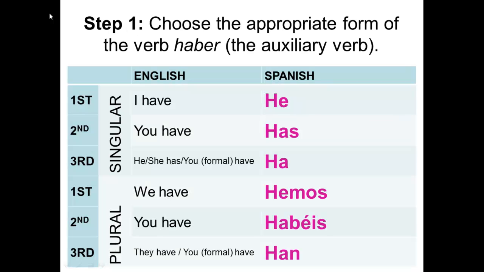Step 1. Choose the appropriate form of the verb haber. This is the auxiliary verb. Here we see the English and the Spanish. I have, you have, etc. down the left hand side. For example, I have, and then it goes on from there. He, has, ha, hemos, habéis, han.